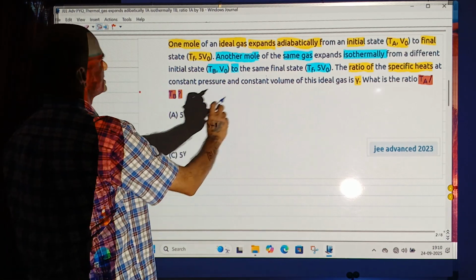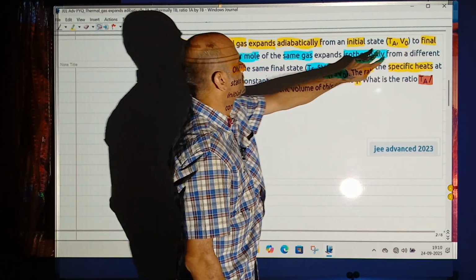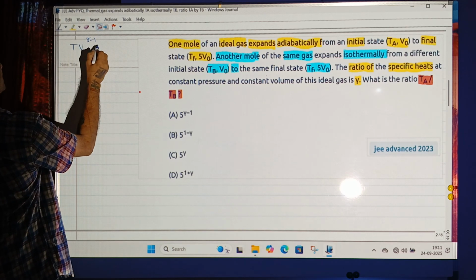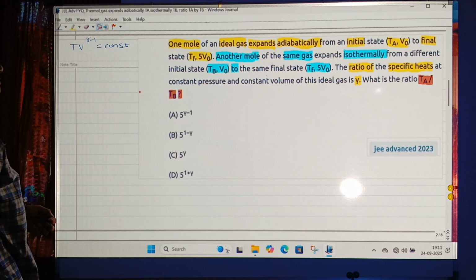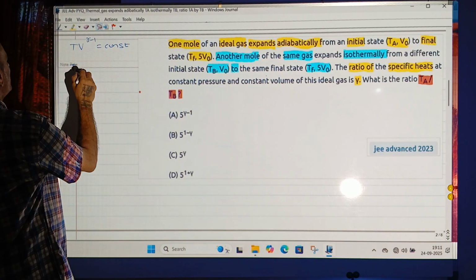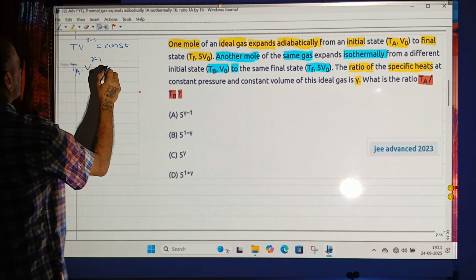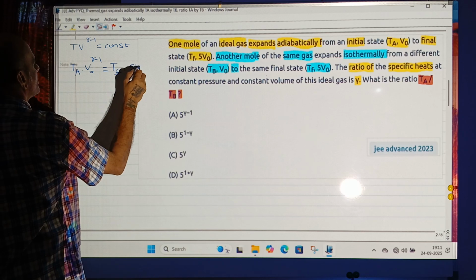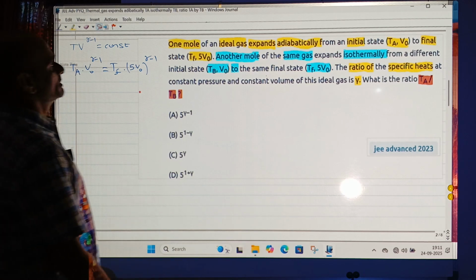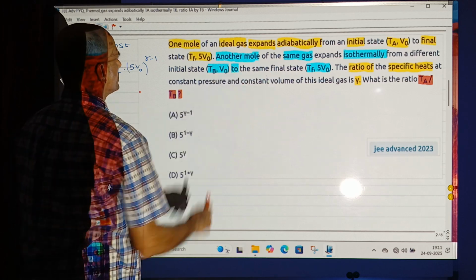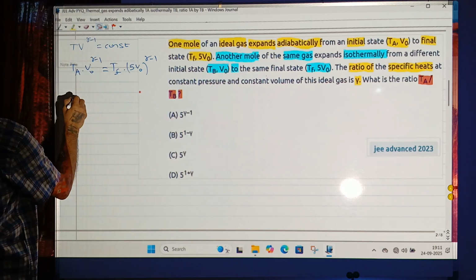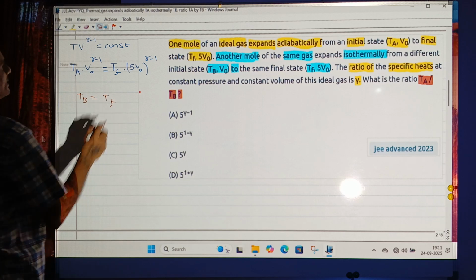So first it says 1 mole of ideal gas expands adiabatically from initial state Ta, V0 to final state Tf, 5V0. So adiabatic process means T into V raised to the power gamma minus 1 equal to constant. So this we can apply between these two states. Ta into V0 raised to the power gamma minus 1 equal to final state Tf into 5V0 raised to the power gamma minus 1. So this should be satisfied. And isothermally, the state goes from Tb, V0 to Tf, 5V0. So in isothermal, temperature is constant, so this temperature Tb should be the same as Tf. So Tb equal to Tf.